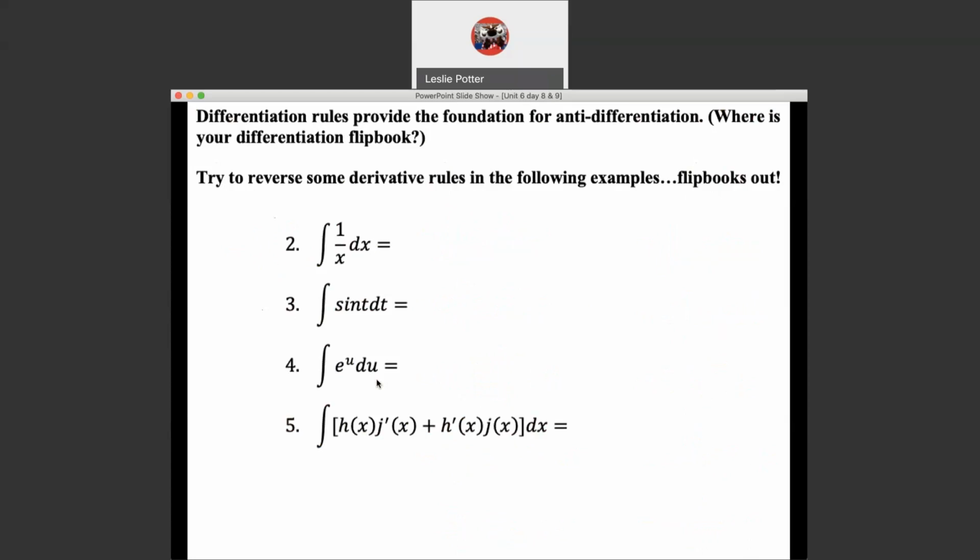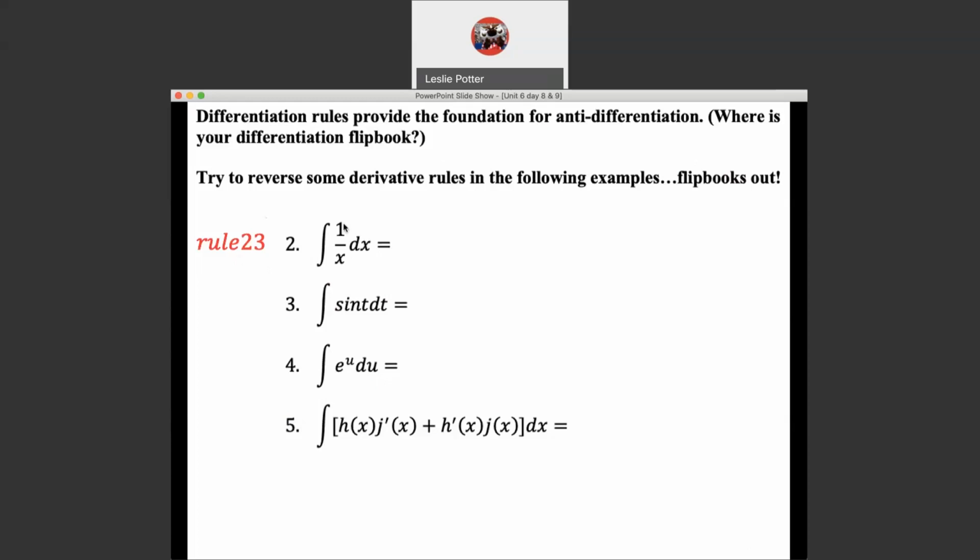So we're going to go through then a bunch of examples here. And the really handy thing would be to have a derivative flipbook out to try to reverse some of these more common rules that are not power rules. So it's not a power rule reversal. It's a matter of knowing what you started with. And in that case, knowing the derivative rules really well. So if we look at example 2 here, 1 over x dx, this is a rule 23.